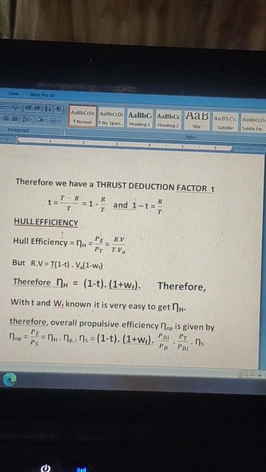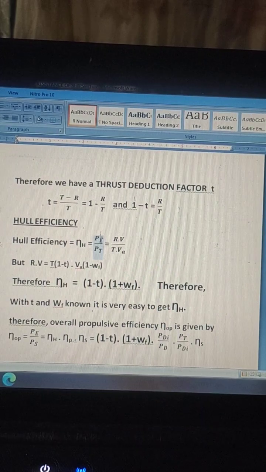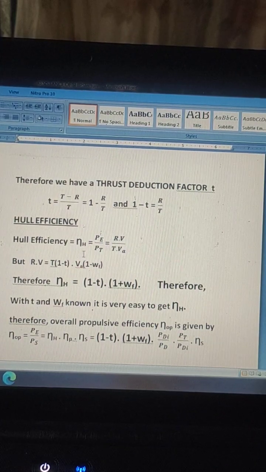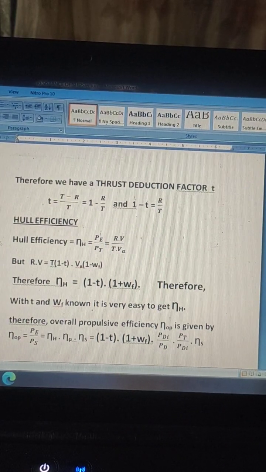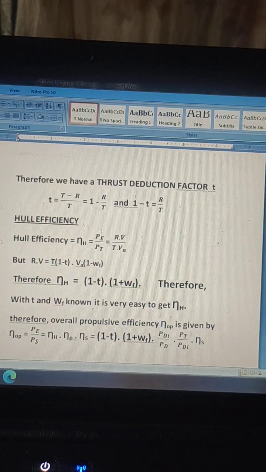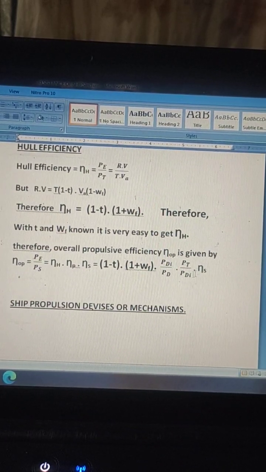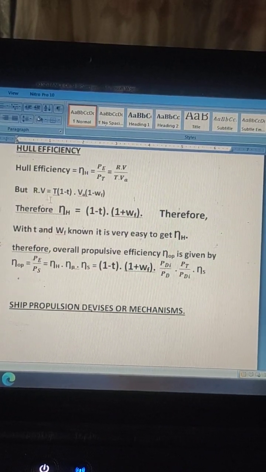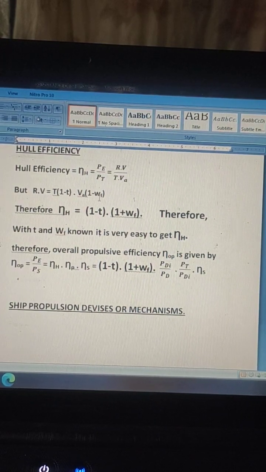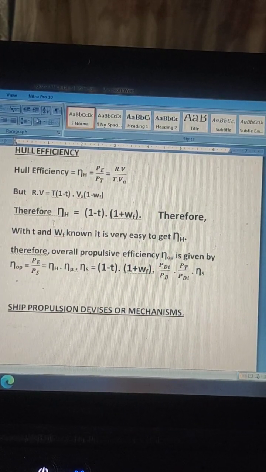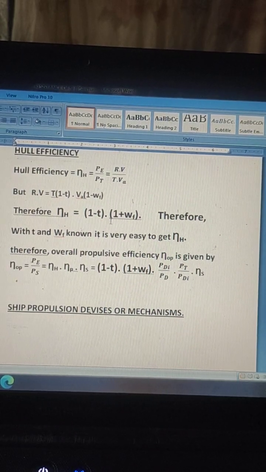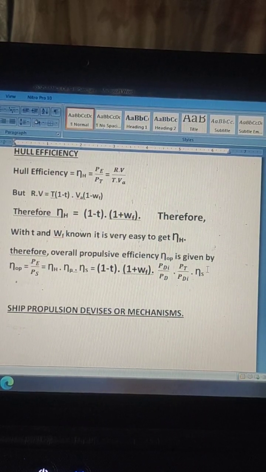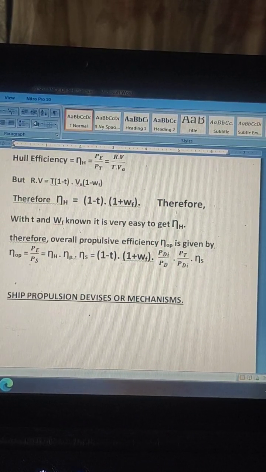Hull efficiency. Now you see that hull efficiency we saw before is PE over PT, which can be written as PE is RT times V and PT is T times VA. Now you can see where I got the notion of the speed of advance. And if we substitute all this theory about thrust deduction and wake fraction, you will find out that the hull efficiency is given simply by this equation. It depends on the thrust deduction fraction and the wake fraction.